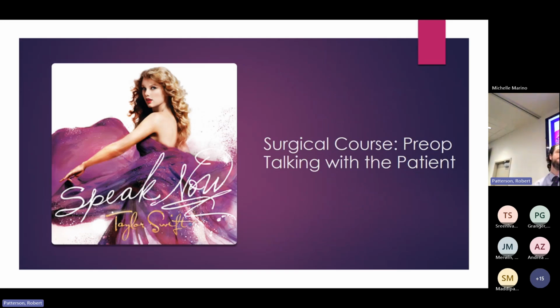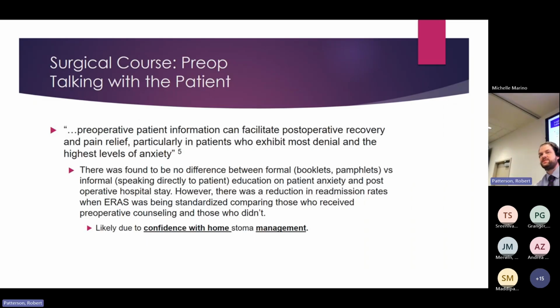So, speak now, talking with our patients. There's actually a specific portion in the ERAS guidelines that talks about perioperative education, the impact it has on the patient. It can facilitate postoperative recovery and pain relief, particularly in patients who exhibit mostly denial and highest levels of anxiety. What I thought was interesting was there was no difference between a formal booklet or pamphlet versus an informal sit-down conversation. As long as the education occurred, that's all that really mattered. When patients did receive education, there was a reduction in readmission rates when ERAS was standardized. And this is actually likely due to patient confidence at home with stoma management and so forth.